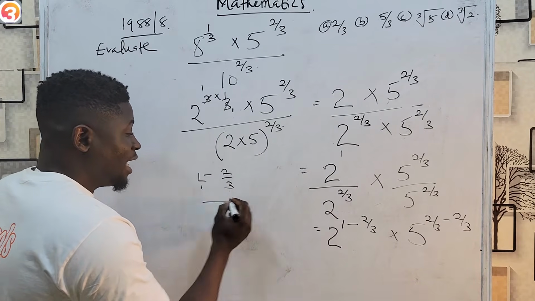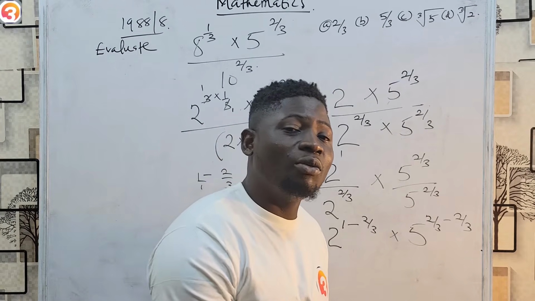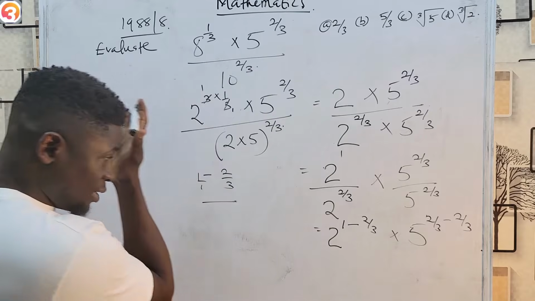1 over 1. I'm doing this first example because I'm treating you as a beginner. From the second one, we're going to move with speed. All right, so now let's continue.